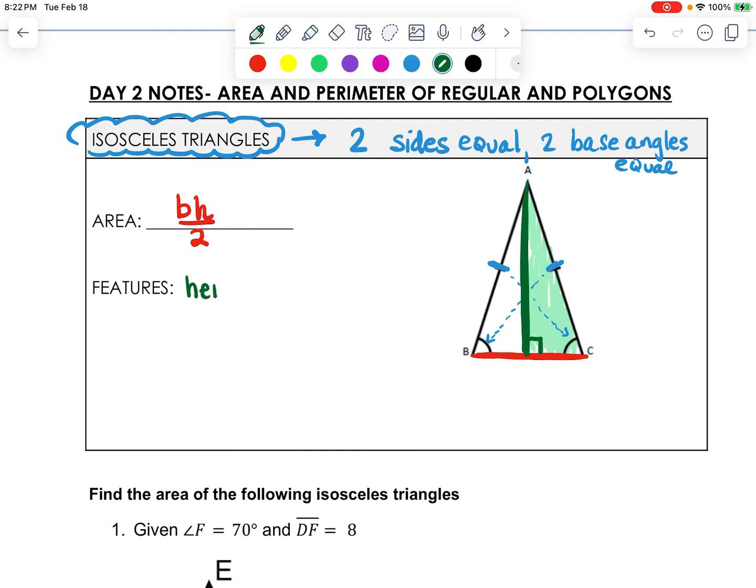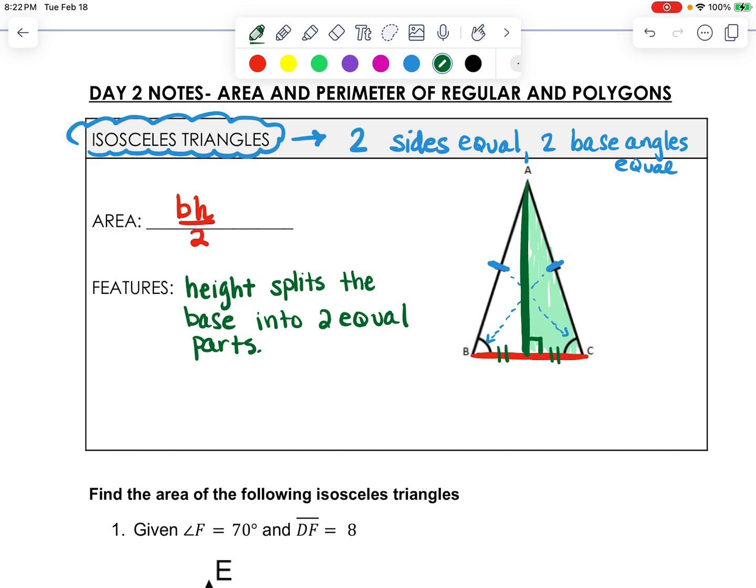So the height, what it does is it will make two congruent triangles. So your height splits the base into two equal parts. Okay.